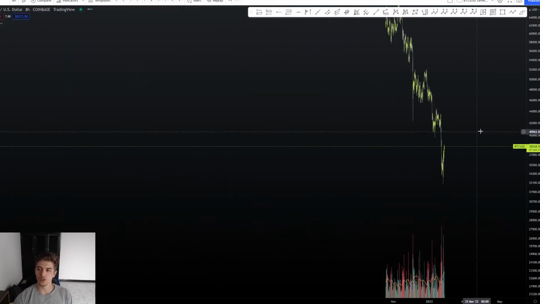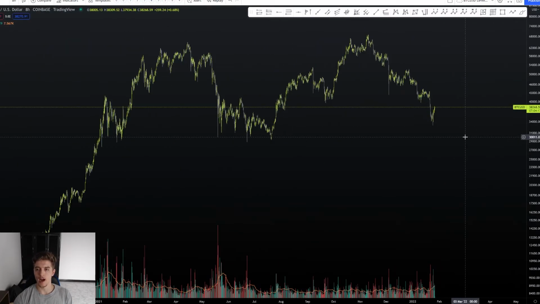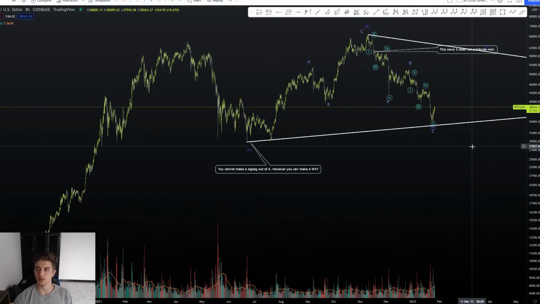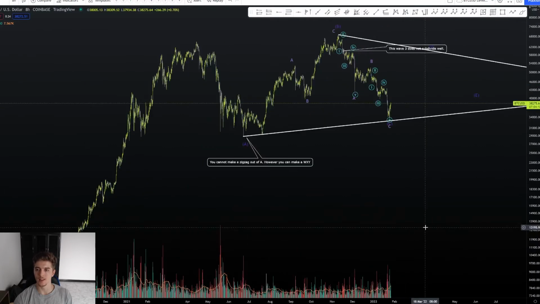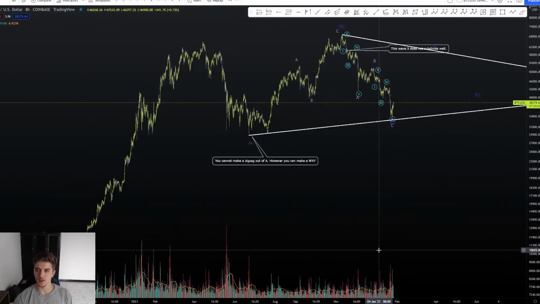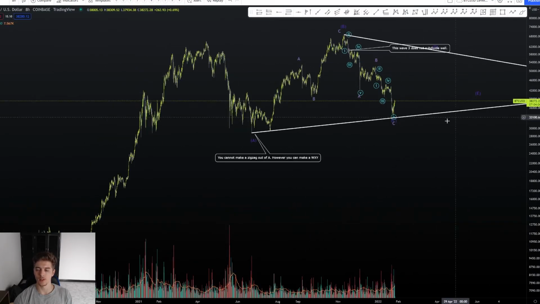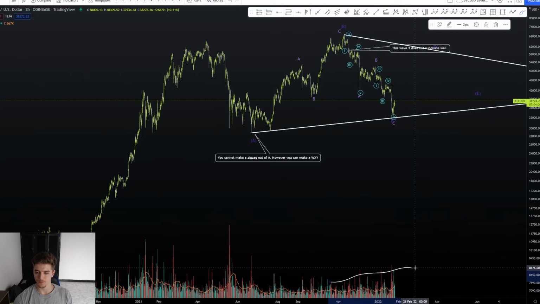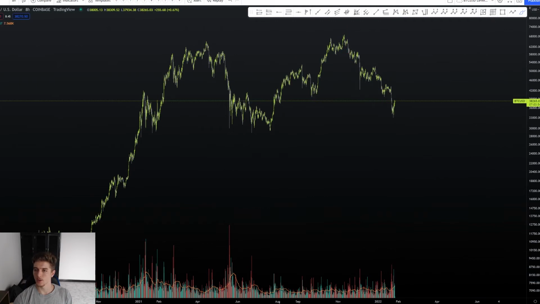Now there are some other counts we could be looking at. I'm not a fan of this triangle count, as I mentioned in my previous video, because the volume profile does not match up. We're getting increasing volume throughout the progression of this triangle. We should be getting decreasing volume if it were a triangle, but instead we're getting increasing volume. So I'm not going to go into that count too much.